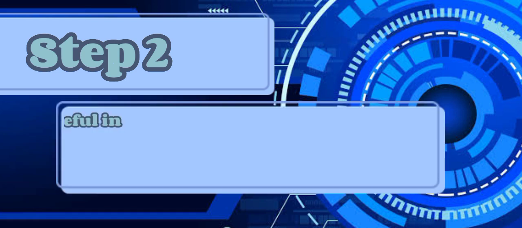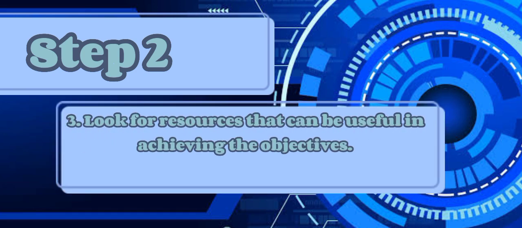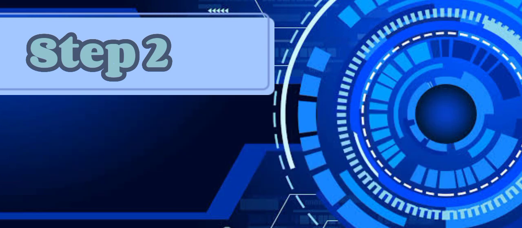Number 3. Look for resources that can be useful in achieving the objectives. So, we need to look for any resources that could help us to achieve the objectives. For example, I'm handling a grade 6 class and my topic is all about the respiratory system, and my objective is for them to be able to know what the parts of the respiratory system are. So maybe I can use a video presentation or printed materials containing the topic about the respiratory system and its parts.